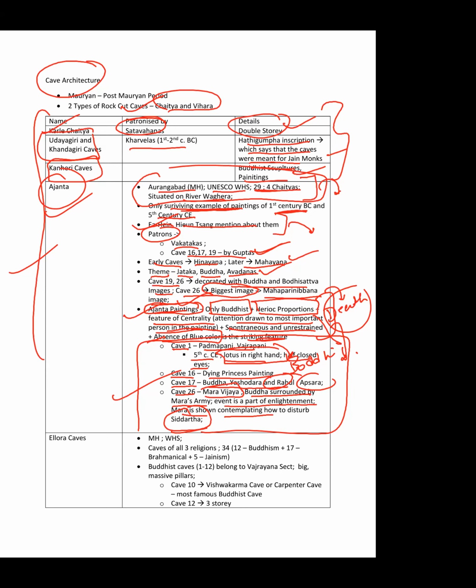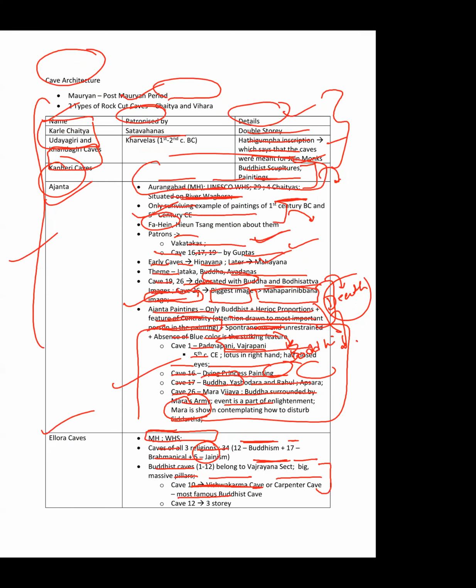Next is the Ellora Caves, Maharashtra, a World Heritage Site. They have all the three religions: from 1 to 12, Buddhism; next onward, Brahmanism; and 5 caves of Jainism. Buddhist caves 1 to 12 belong to the Vajrayana sect. Very big, massive pillars. Cave 10, Vishwakarma cave or the Carpenter cave, is the most famous Buddhist cave. Cave 12, a 3-story cave.